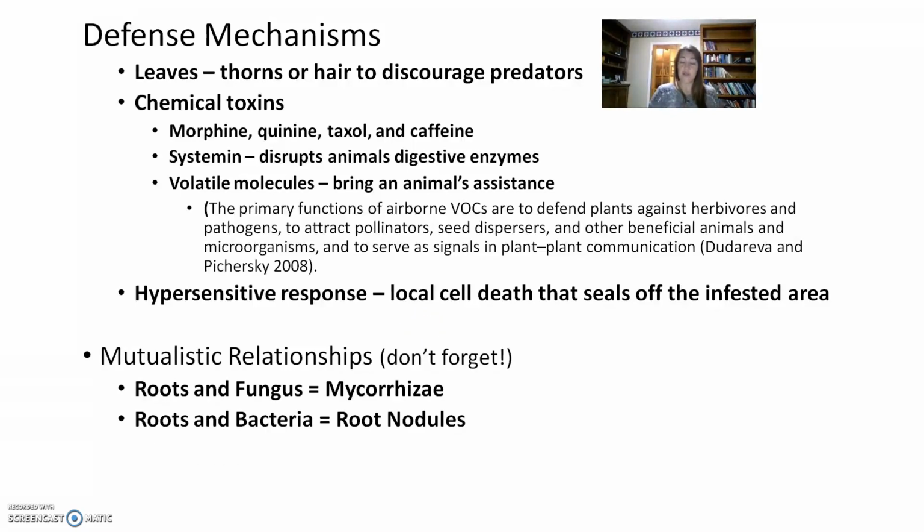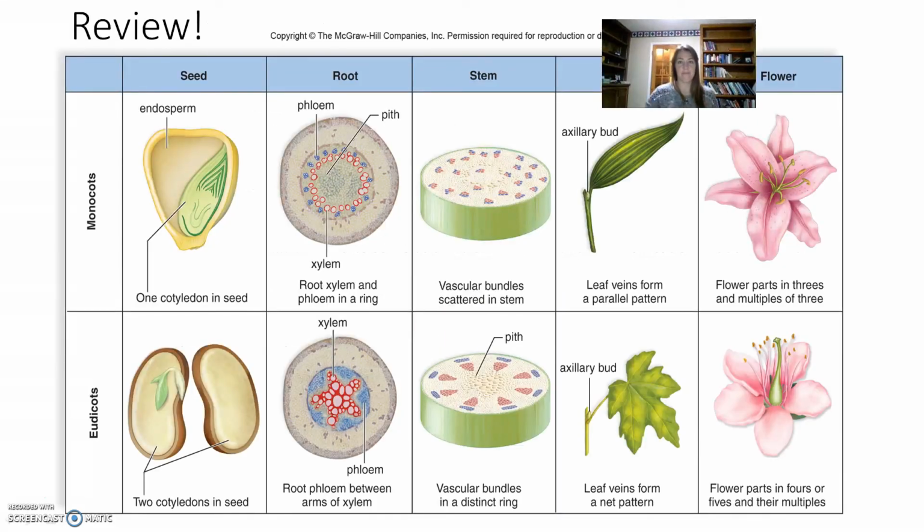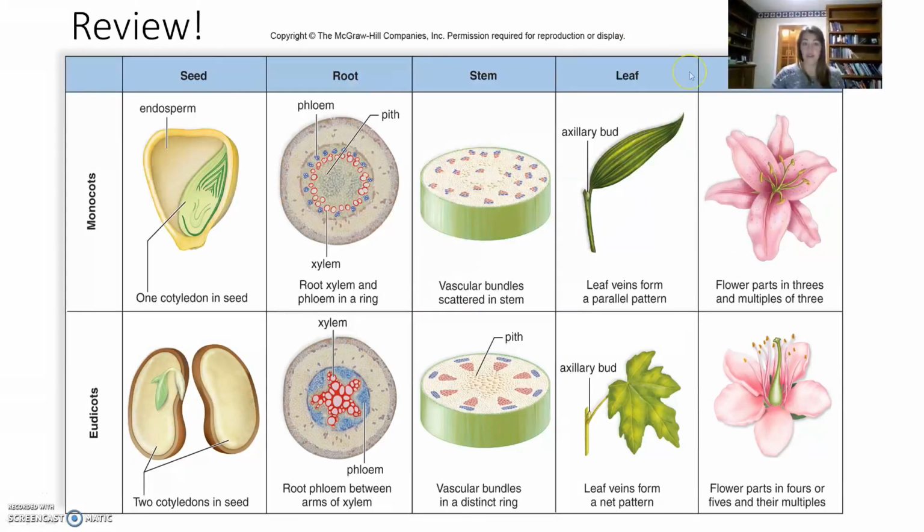There are also mutualistic relationships that I don't want you to forget. We've talked about these before. The roots and fungus equal mycorrhizae, and the roots and bacteria equal root nodules. So make sure you guys know those. And then just for your review, monocots versus eudicots. Make sure you know the differences between the seed, the root, the stem, the leaf, and the flowers if they're present. Okay.